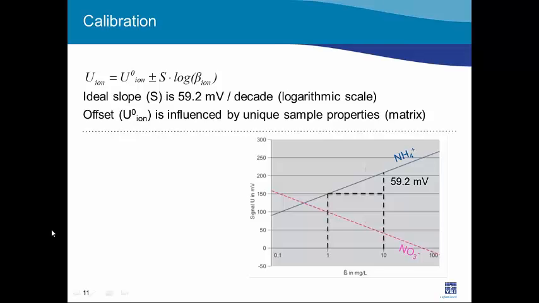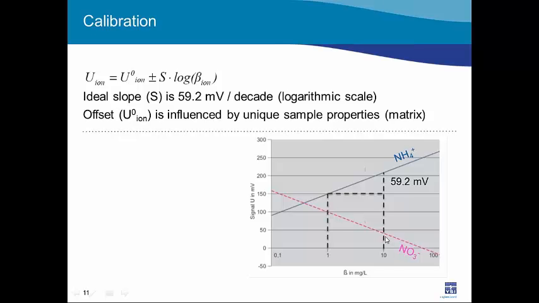Now, calibration is another thing you'll need to do from time to time, and ammonium, nitrate, and pH are all dictated by the equation here, which is the Nernst equation. Basically, the millivolt response is equal to an offset plus a slope times the log of the concentration. So that slope is 59.2 millivolts per decade. That is a property of the measurement system. And so it's important to understand this is on a logarithmic scale.